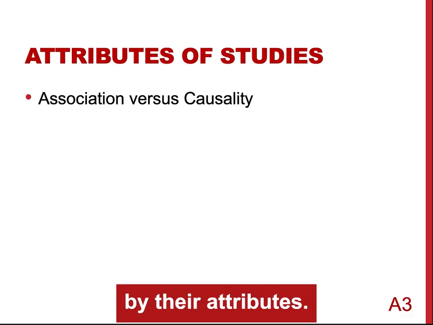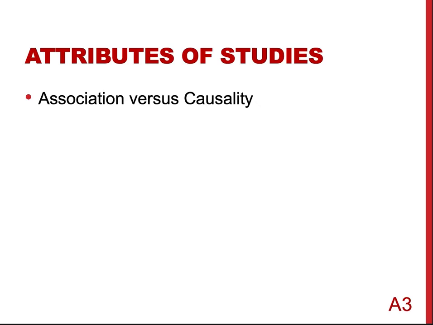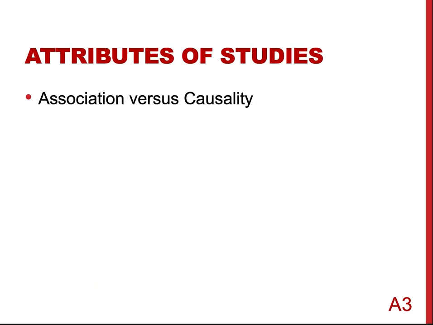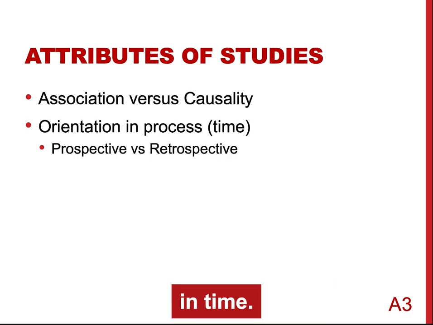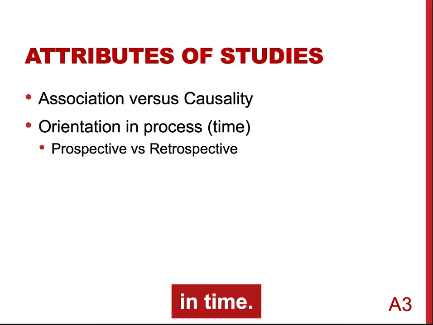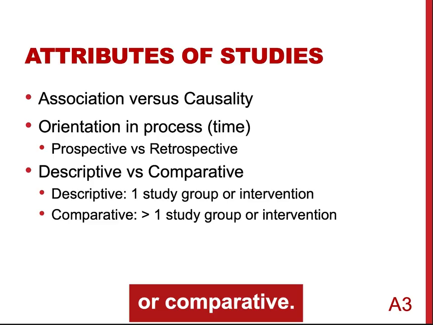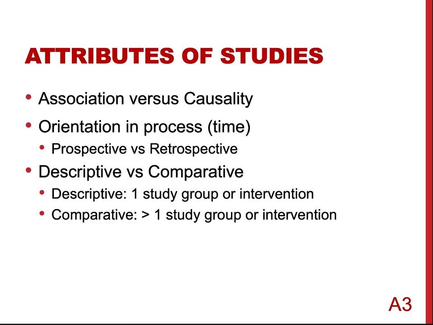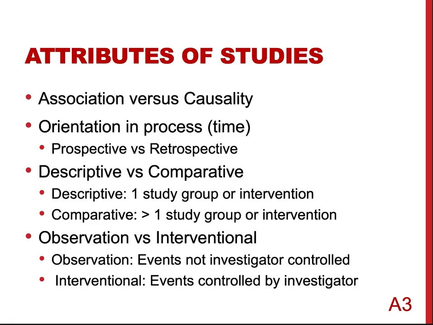Studies can be described by their attributes. Interventional studies determine if a causal relationship exists, while observational studies determine whether an association exists. Studies can also be described by their orientation in time. Prospective studies look forward in time, and retrospective studies look backward in time. Studies can also be descriptive or comparative. Descriptive studies analyze one study group or intervention. Comparative studies analyze more than one study group or intervention.